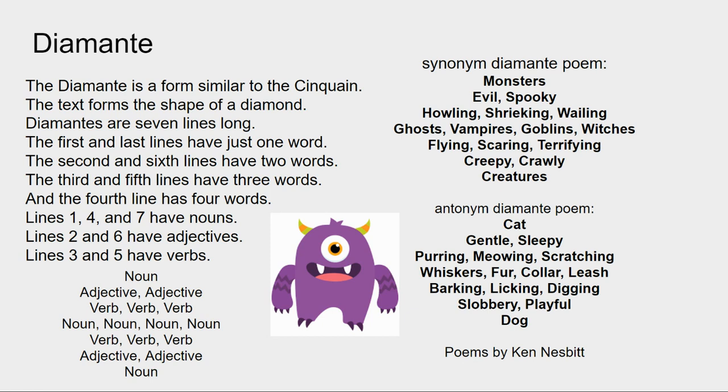So this is another one by Ken Nesbitt. Cat, gentle, sleepy, purring, meowing, scratching, whiskers, fur, collar, leash, barking, licking, digging, slobbery, playful dog. So it started as cat, finished as dog, and there's a transfer in there. So those are some different ways you can do those.